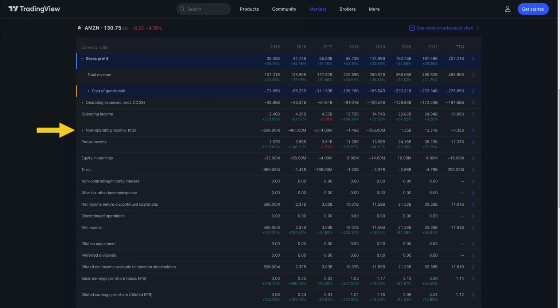This usually is dividend income, gains or losses on investments the company made, and so on. Adding operating income with non-operating income will give you the pre-tax income, which is the company's revenue after we deduct all operating and non-operating expenses, which is considered a more accurate measure of business performance and health.